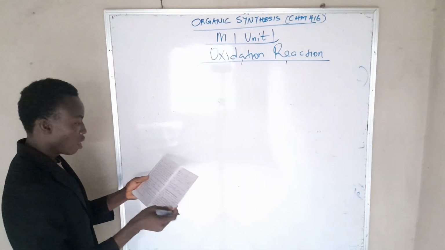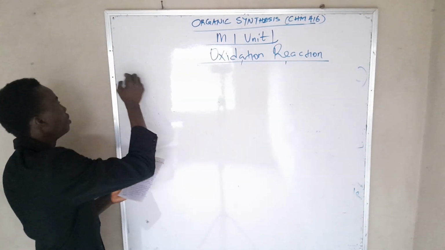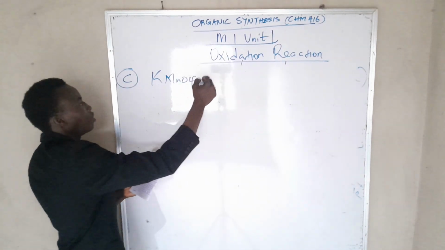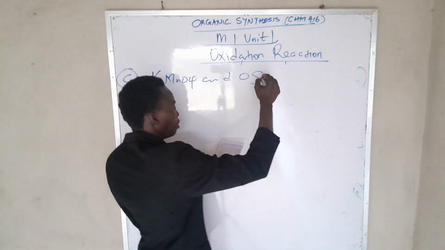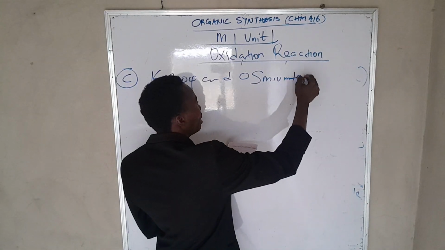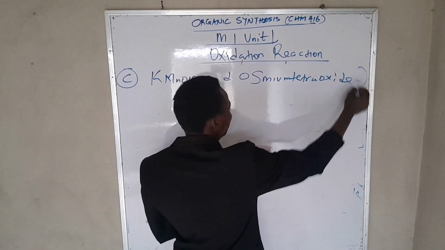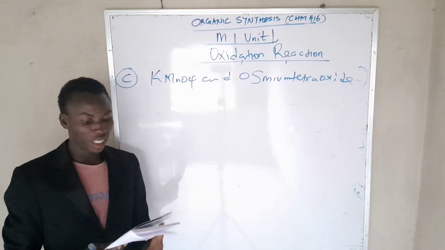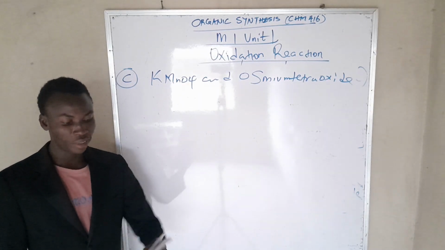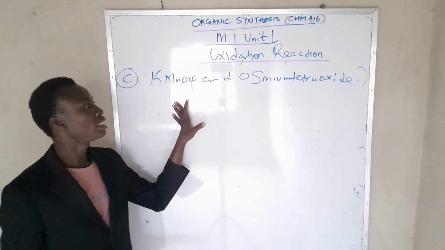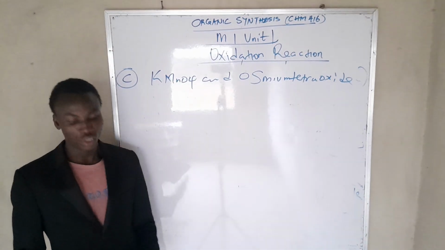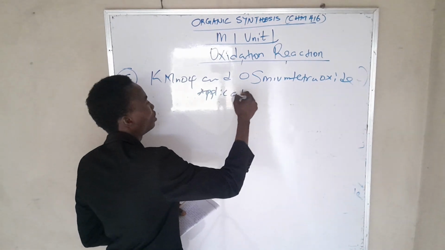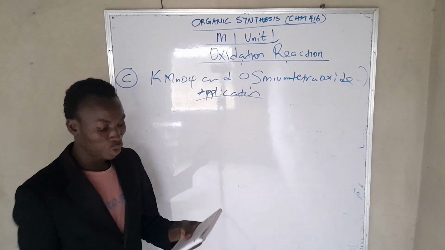So here we go. The next one there is C, where we have KMnO4 and osmium tetraoxide, which is OsO4. Now, what are the applications of these two that I mentioned? It's either you are using this or this one. Their application includes the one that I want to mention now.